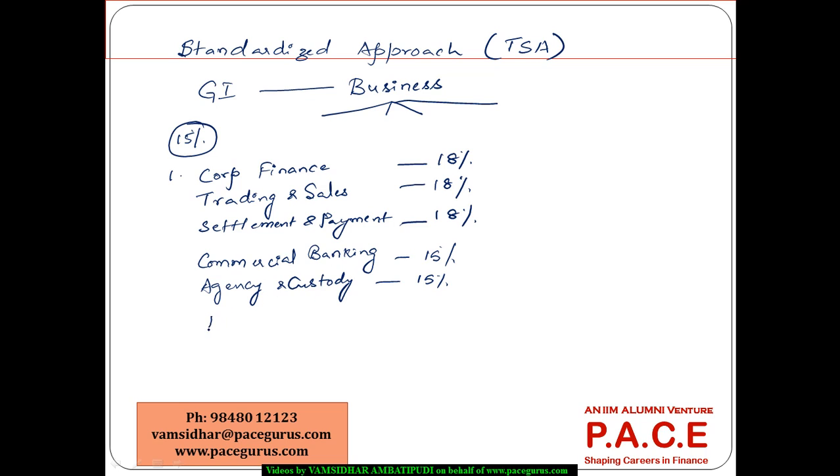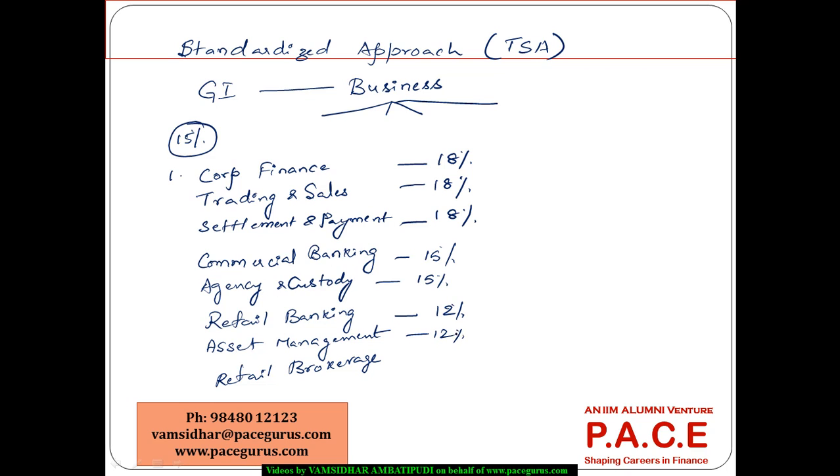And now when I see the remaining operations, especially the retail banking, asset management, as well as the retail brokerage, all of them have slightly lesser chances of operational risk. So that is where we are bringing in 12% weightage to these departments. So this is the only difference which the standardized approach has brought in comparison with the basic indicator approach.